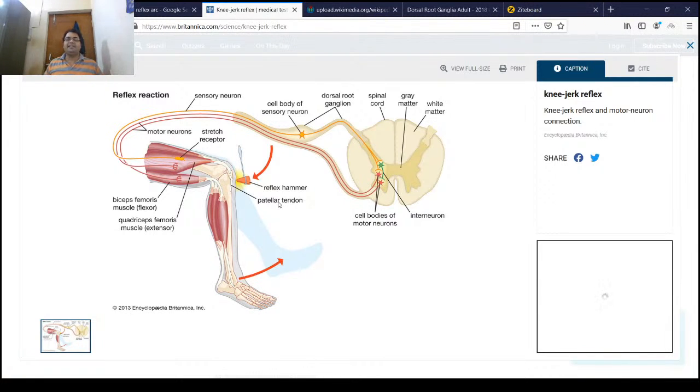That is the reflex, right? If you hit the knee, the knee will go in the forward direction, like this. You can see the direction here also. It will go in the forward direction. So that is the reflex of the hammer.